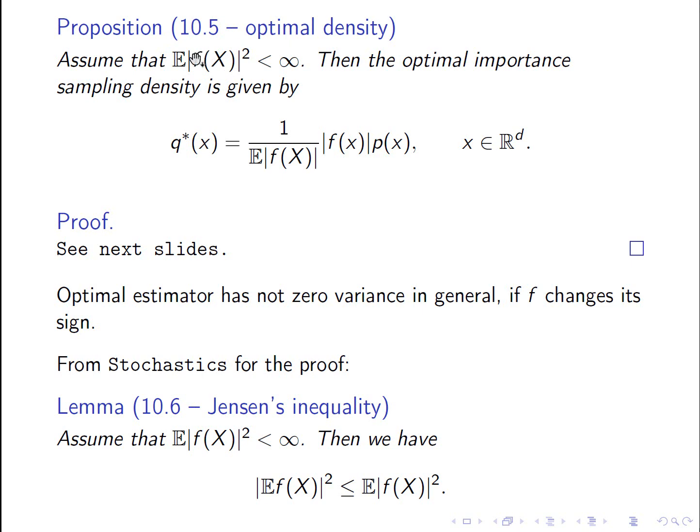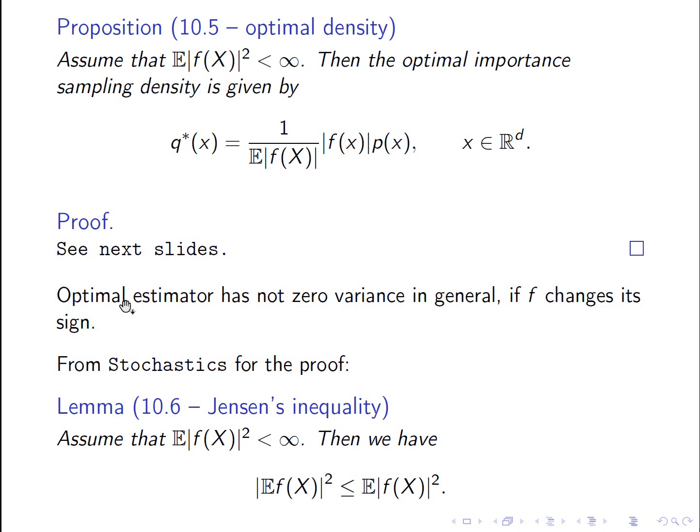Okay, that's the next proposition about the optimal density. So assume that the second moment of f of x is finite. Well, we always need this, otherwise we cannot speak about the variance. And then the optimal importance sampling density is given by this expression here. So it's not f. f can now take both signs. So for a density, we need now to take the absolute value of f of x, and we have to standardize by the expectation of the absolute value of f of x, so by the first moment of the absolute value of f of x. And the proof is done on the next slides.